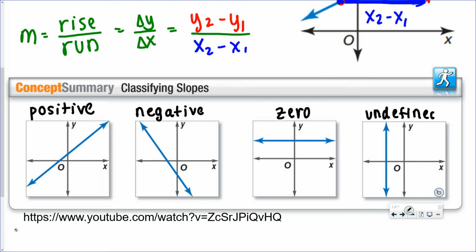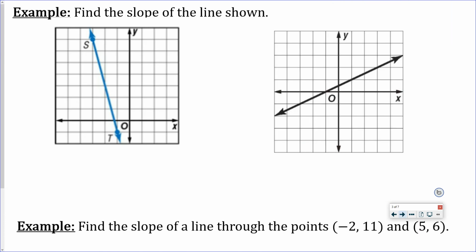Undefined. Here's how I remember it. If I trace a horizontal line, it's pretty easy to draw a Z for 0, right? If I trace a vertical line, it's pretty easy to draw a U for undefined. Maybe that'll help you. Okay, maybe the short film at the end of class will help. All right, so most of the class we're just going to practice finding slope, and it's going to be fun. You're going to like it.